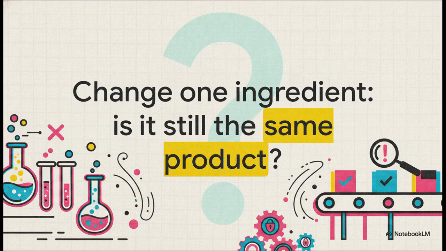Which leaves us with this final, honestly kind of mind-blowing thought. If you change a single ingredient in a perfectly validated process, is it still the same product? Well, in the eyes of manufacturing quality control, the answer is a hard no. It's a whole new ballgame, and you have to prove its safety and consistency all over again from scratch. It just goes to show how beautifully fragile yet incredibly important quality control really is to keep us all safe.